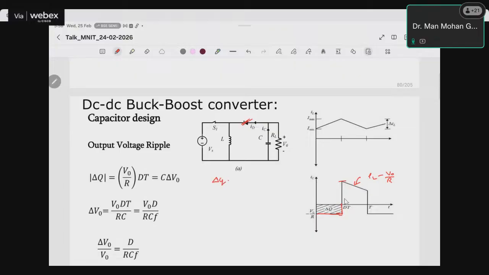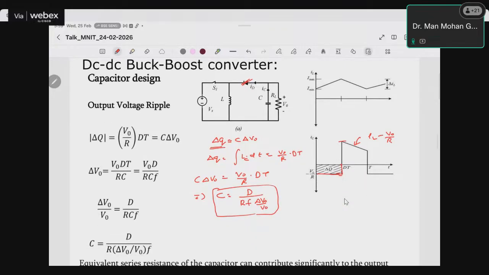So same formula, del Q equal to C del V naught, right? Now del Q is the area under the curve, IC dt. This area under the curve is nothing but V naught upon R into dt. Now this should be equal to C del V naught. So from here C comes out to be D upon R F del V naught upon V naught. So this is the value of C. If C is given, we can find the per unit ripple. Del V naught upon V naught equal to D upon R C F, right?